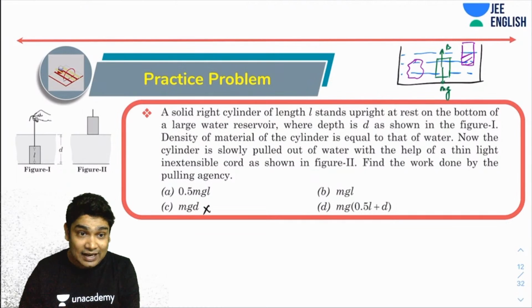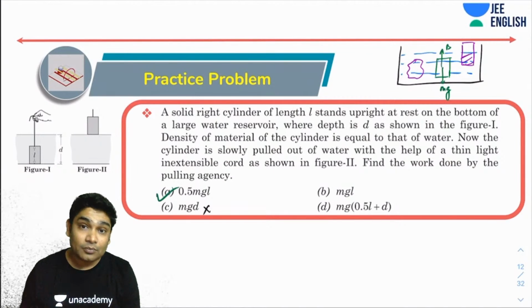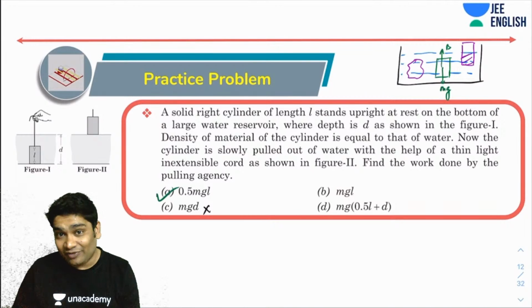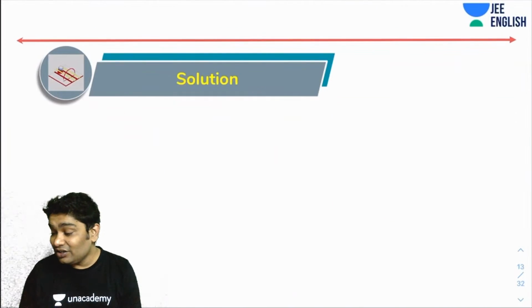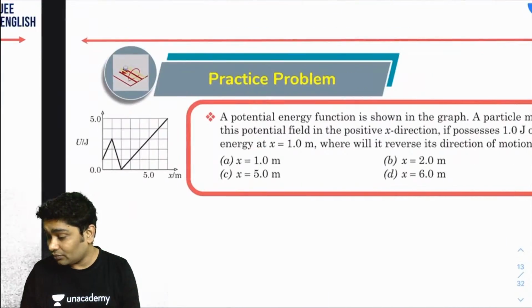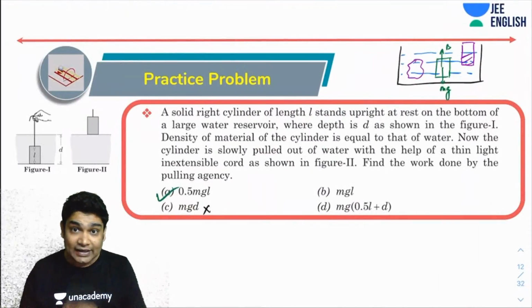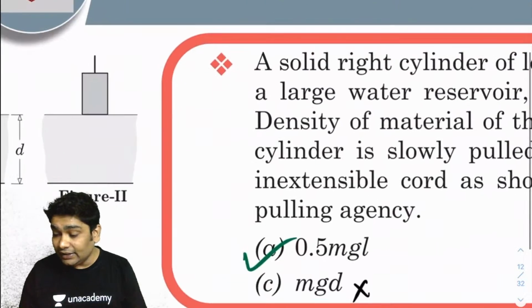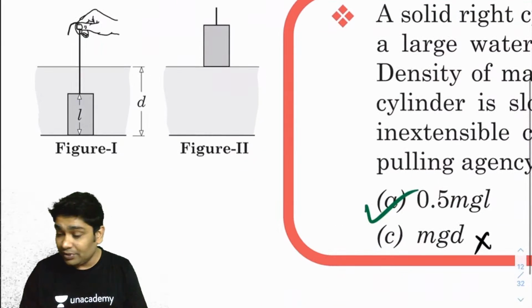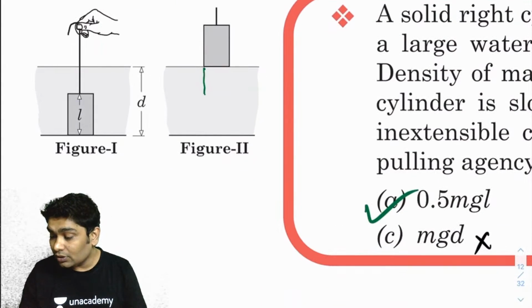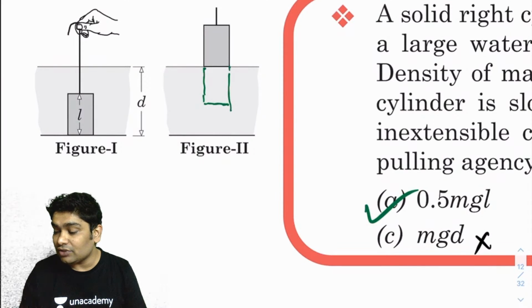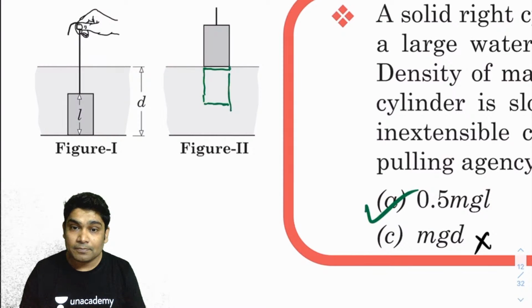So the correct answer actually is A. It's 0.5 mgl. So you have to think about this. What you will realize is that in getting this from here to here, the work done would be 0. There is absolutely no work required till this situation. Agreed? Yes, that is the correct answer.